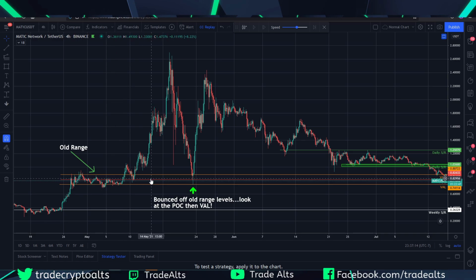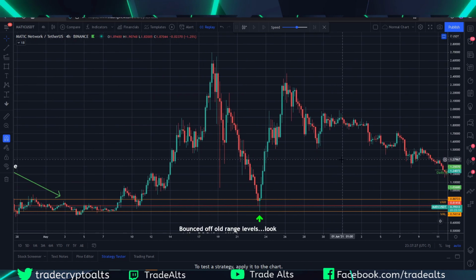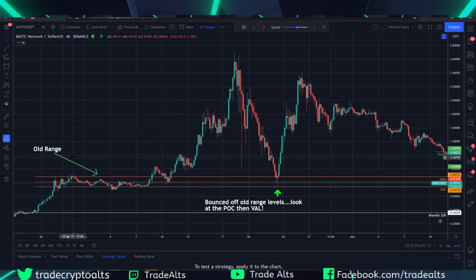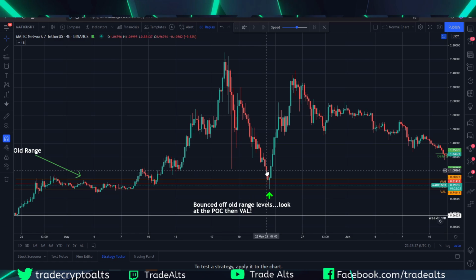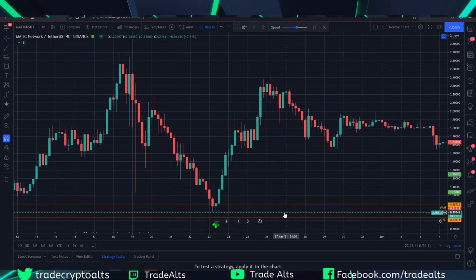And here's a really good example why. So again, old range, price moved up, massive move to the upside, all-time high. And then on May 19th, big move to the downside. Matic wasn't immune, absolutely decimated. But where did it come down to? Well, would you look at that? Value area low of this old range, right? So first, let me zoom in for you so that you can see this.